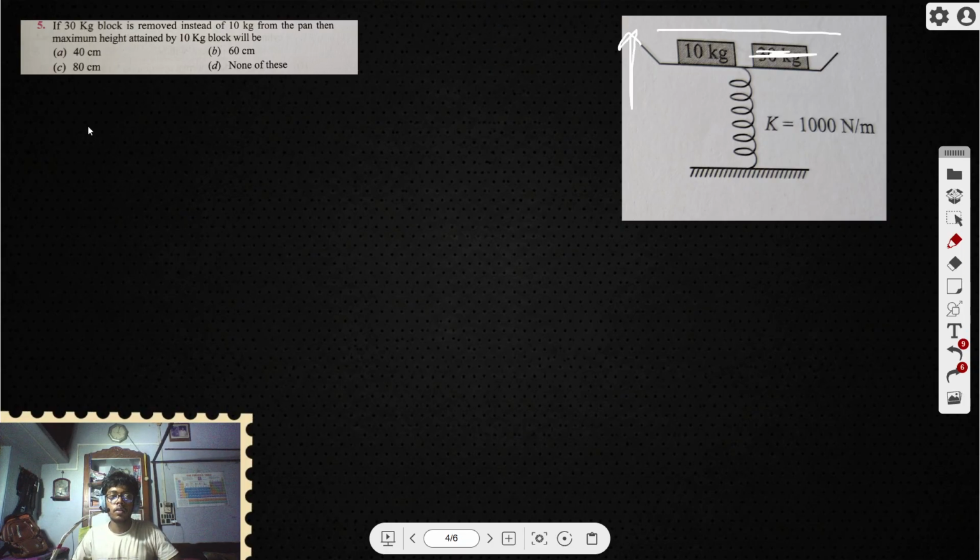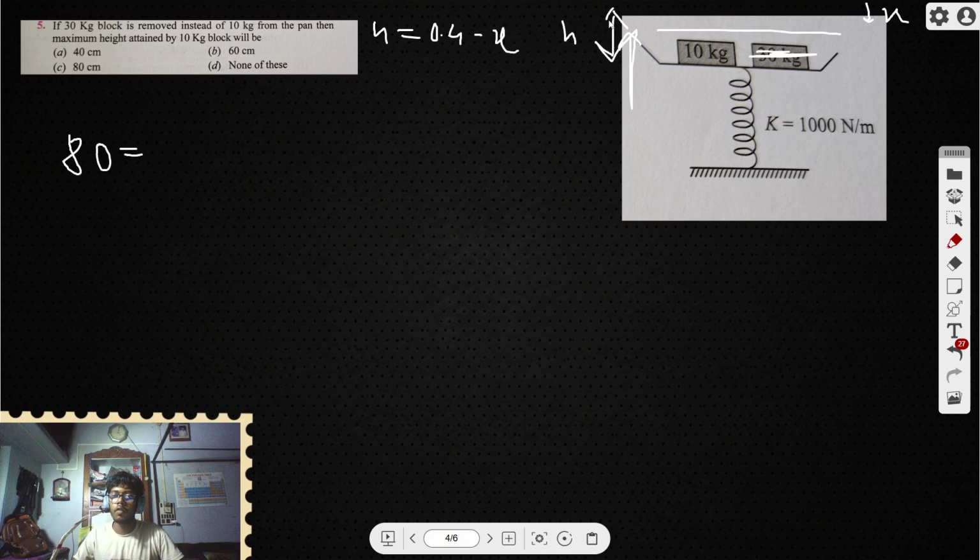So the initial mechanical energy was 80. It will be equal to the final mechanical energy. For the final mechanical energy, let the height to which it will rise be h, and the new compression be x. So h is equal to 0.4, the initial compression, minus the final compression, that is x. So we can get the height of rise.